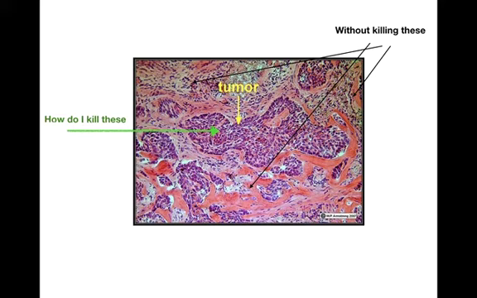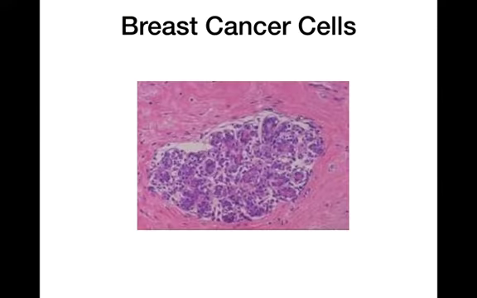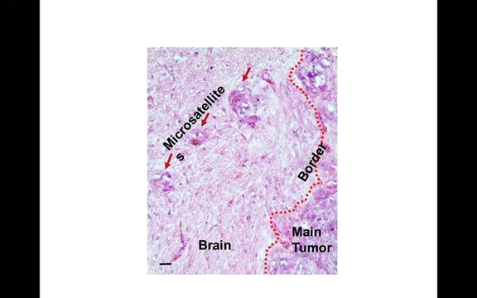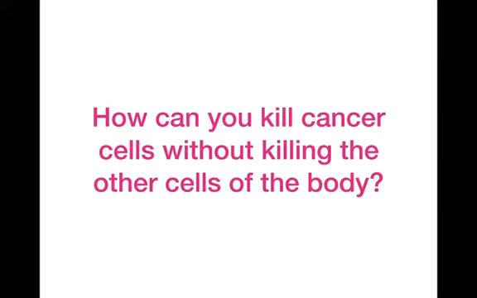And so, if we look at this, you can see the tumor. So, again, how do I kill the tumor cells without killing the other cells? And then looking at two more, that is a breast cancer. So, how do you kill the cancer cells in the middle without killing the healthy breast cells on the outside? And then finally, here is a brain tumor. And so, how do you kill the brain cancer cells while not harming the brain? All right. So, the next question I have for you is, how can you do this? How can you kill cancer cells without killing the other cells of the body?